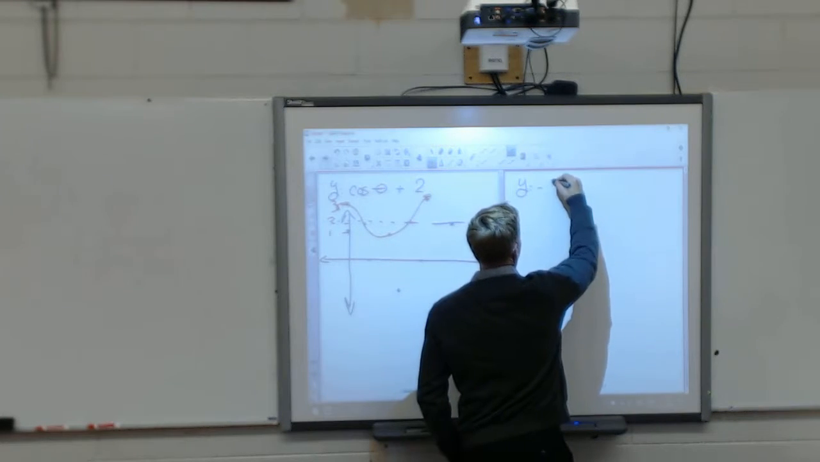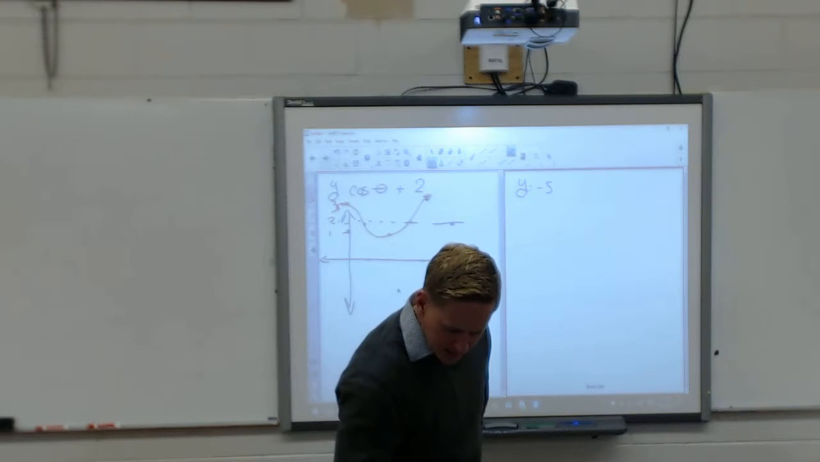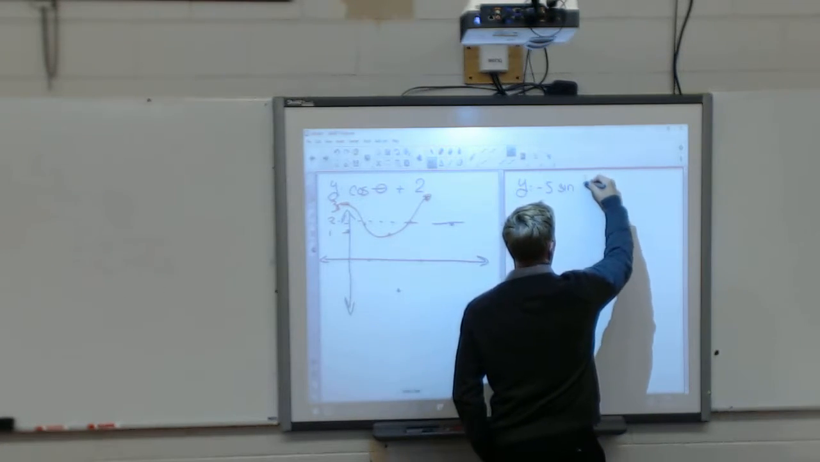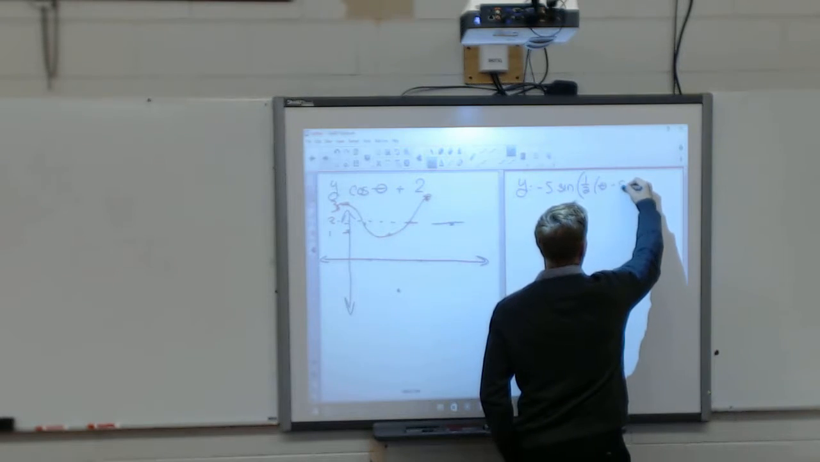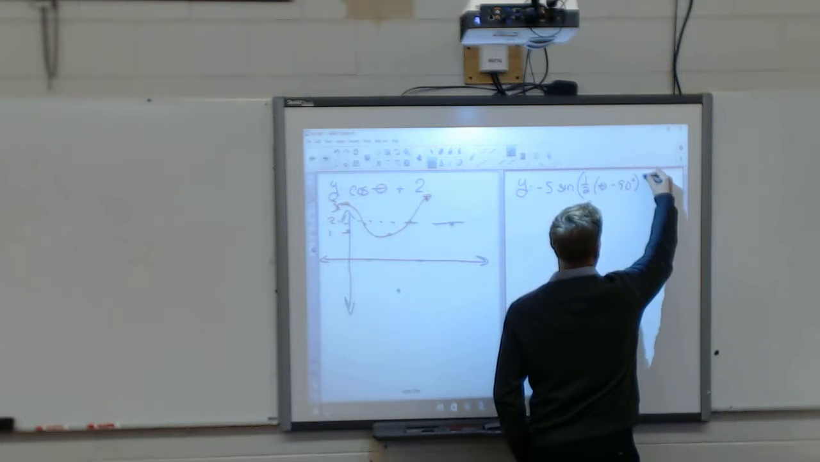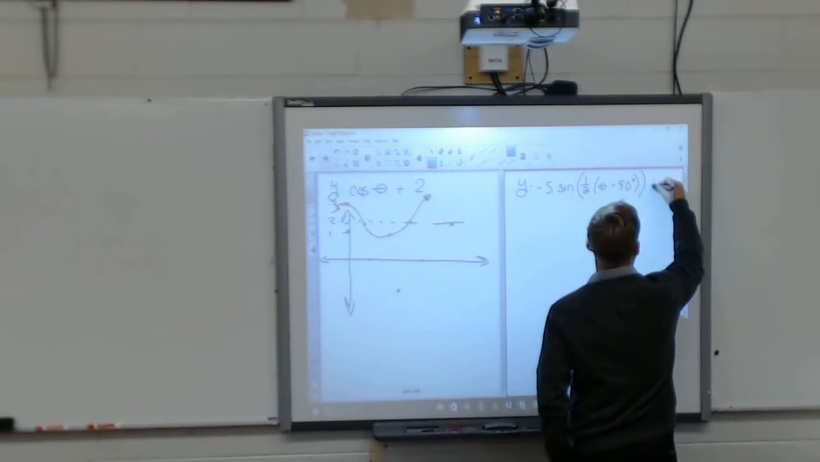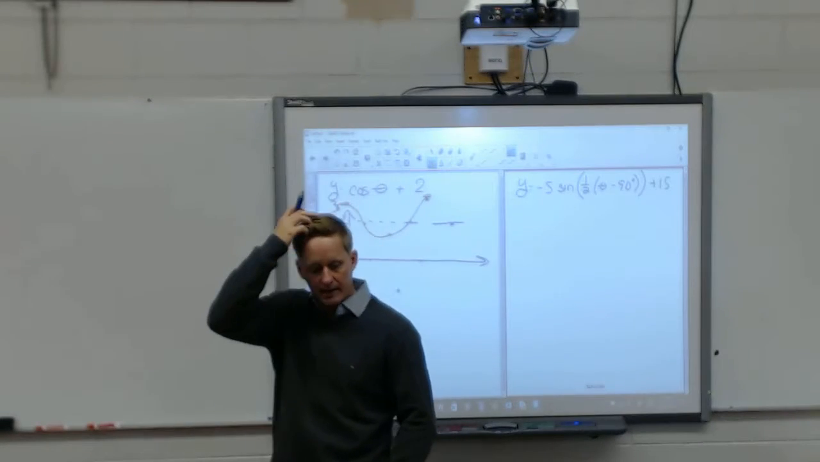Y is equal to -5 sine 1/2 theta minus 90 and add 15. What page are you on? 162. Okay, looks terribly complicated, doesn't it? Yeah, that kind of scares me.